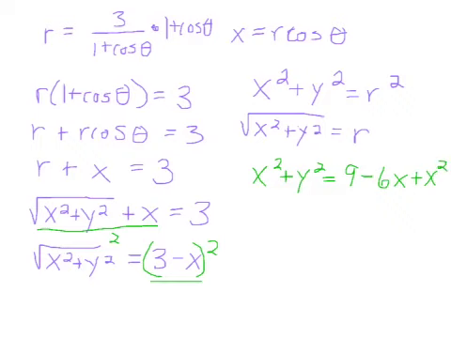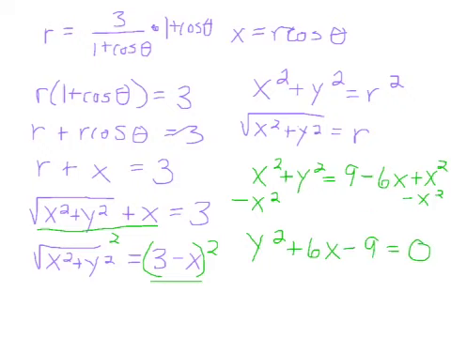So we get, when we move everybody to one side, y squared plus 6x minus 9 equals 0. Oh, I made a mistake. I just saw it. Oh, no, I didn't. We're good.